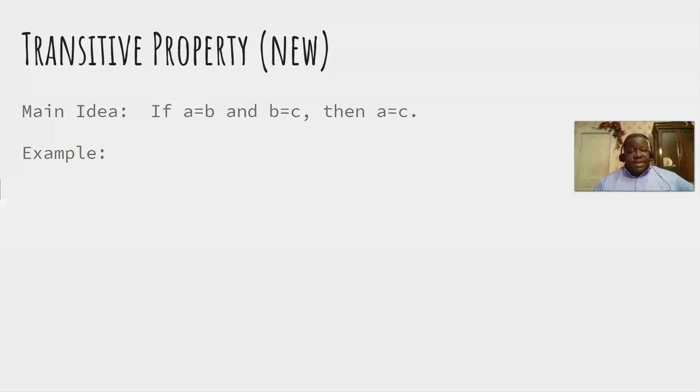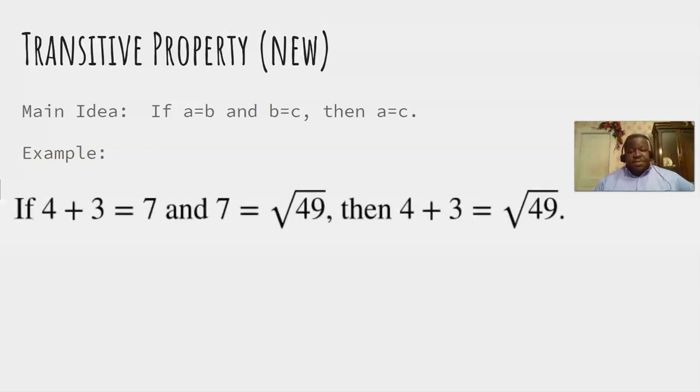So let's look at an example. If 4 plus 3 is equal to 7, and 7 is equal to the square root of 49, then 4 plus 3 equals the square root of 49. Okay?